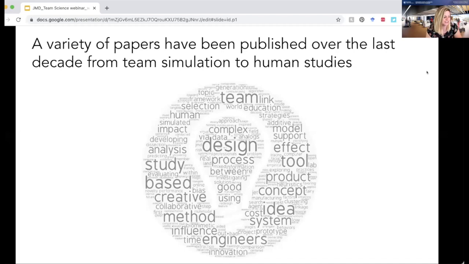So you can see here some terms that stick out a lot: creativity, innovation. We see things pop out like teams, education, human, simulation, and systems. And the papers that we invited to present today focus on a wide breadth of what teams mean to us as engineering researchers, and the different methodologies that we employ to study these teams.